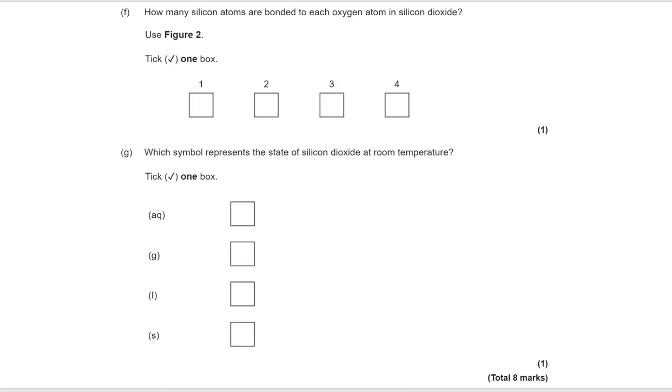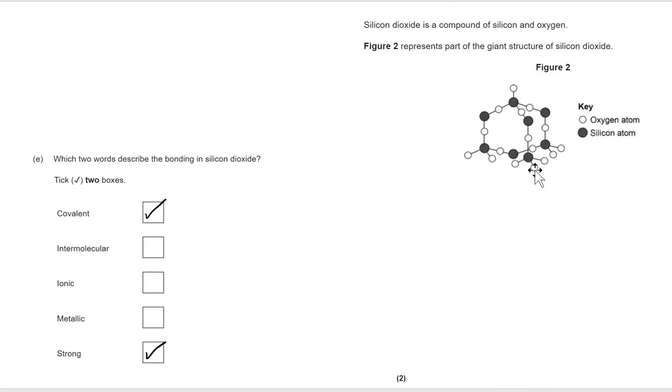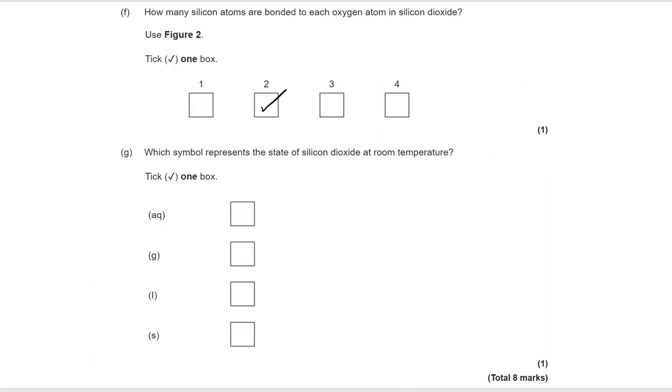For part F, how many silicon atoms are bonded to each oxygen in silicon dioxide using figure 2? So if we go back to figure 2, you can take a look at it and you can see that each is bonded to 2. And finally, for part G, which symbol represents the state of silicon dioxide at room temperature? Well, it is giant covalent, which means it is a solid, and the solid state symbol is an S in brackets. And that takes us to the end of this question.